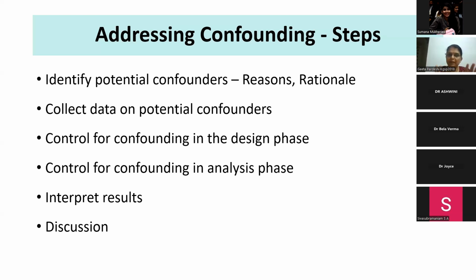So the first step is identifying potential confounders. The attempt here is to understand what is confounding. Once you understand that, then it will be easy for you to identify the confounding variables for your study.